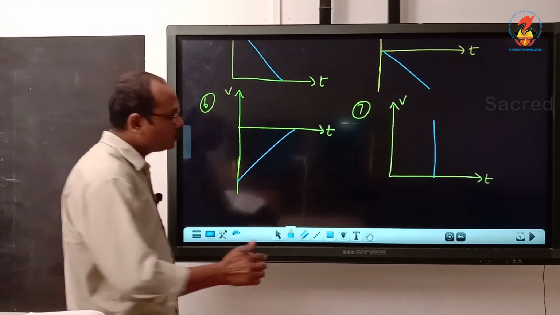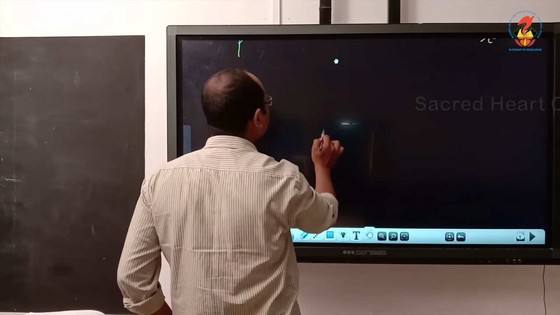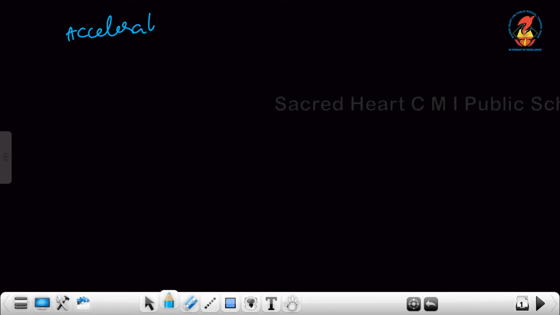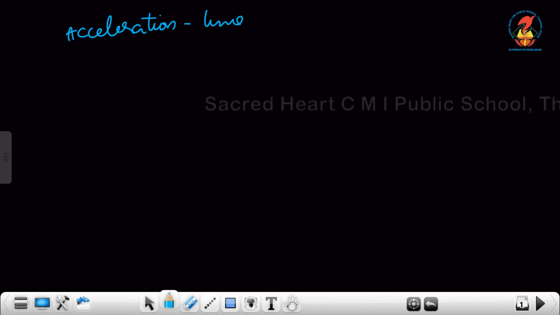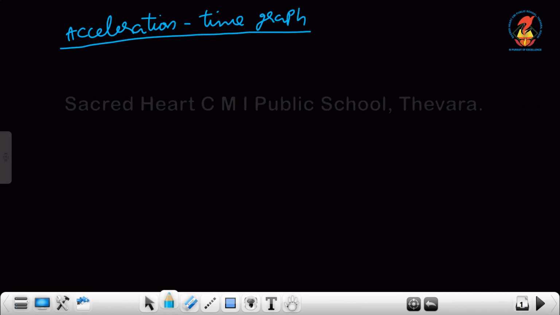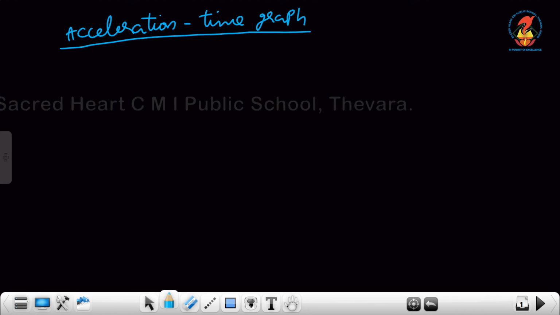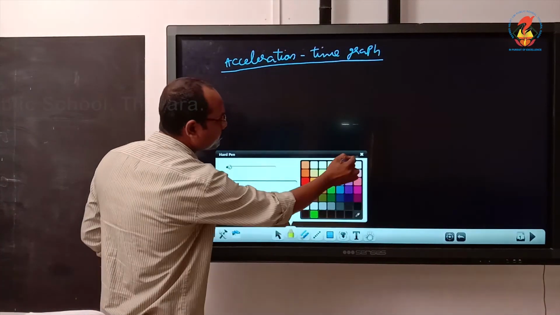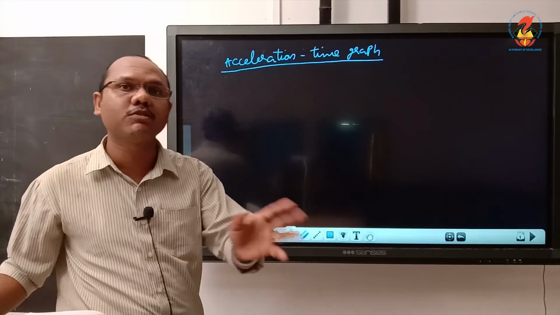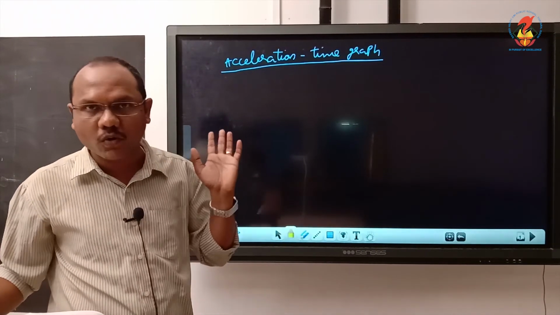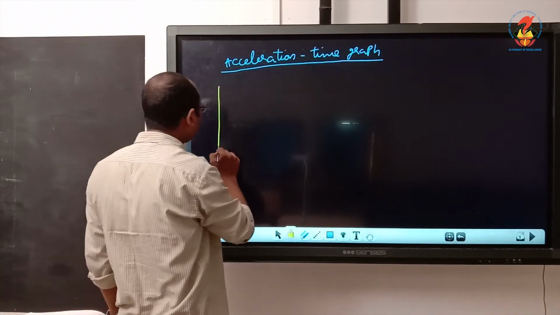Now let us go on to acceleration time graph. The acceleration time graph gives the acceleration of the body with respect to time. So you already know if the body is moving with uniform speed, or if the body is at rest, what is the acceleration of the body? 0.